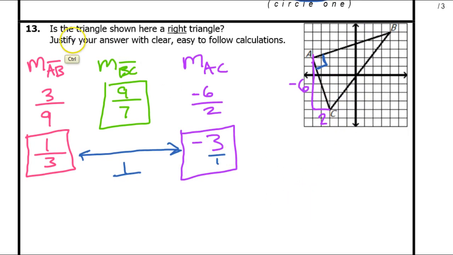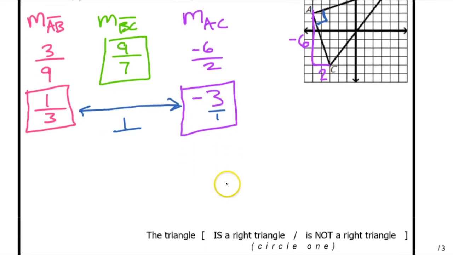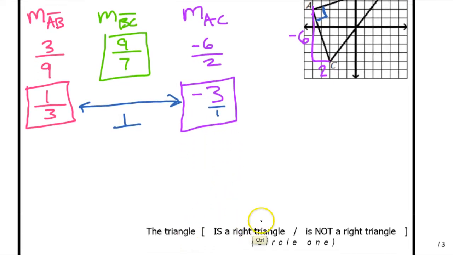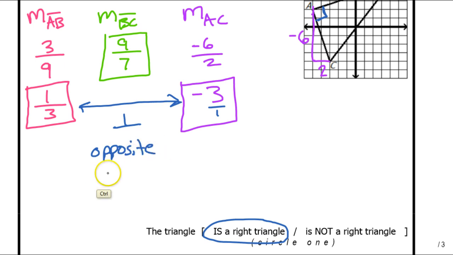So using clear and easy to follow calculations, I have now proven that this is a right triangle. Just for good measure, I'll mention opposite and reciprocal as part of my proof.